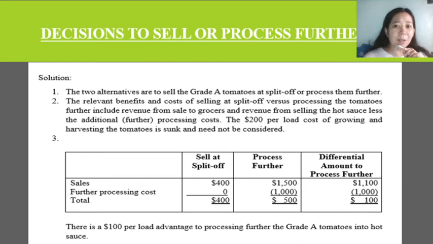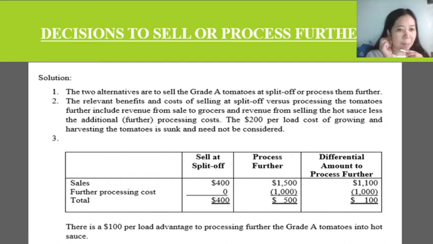The $200 per load cost of growing and harvesting the tomatoes now is considered to be sunk cost, and it should not be considered in the analysis. Only the revenue from selling the hot sauce, the revenue from selling to the grocers, and the additional cost of processing the tomatoes further. Those are the only costs and benefits that are relevant in this decision-making analysis.